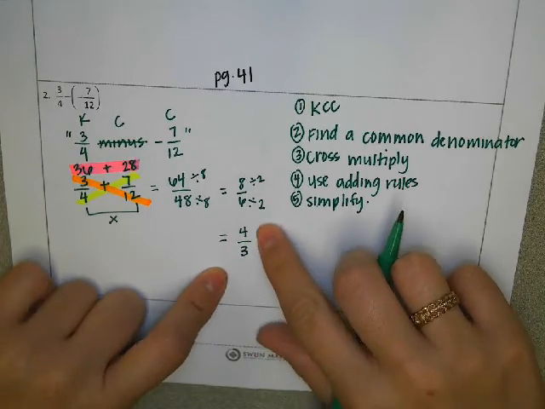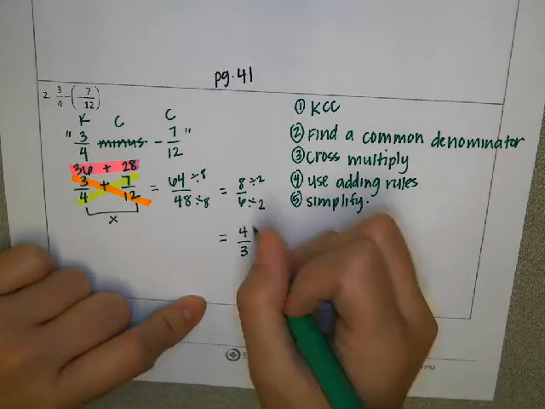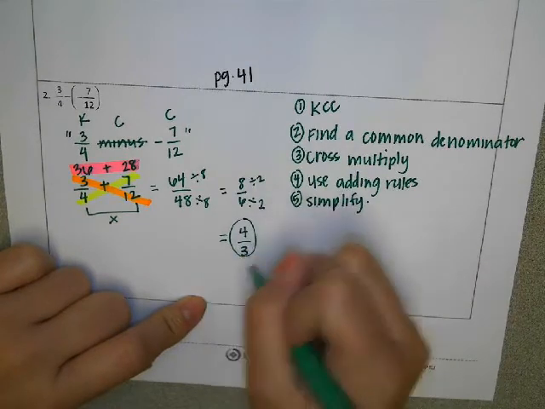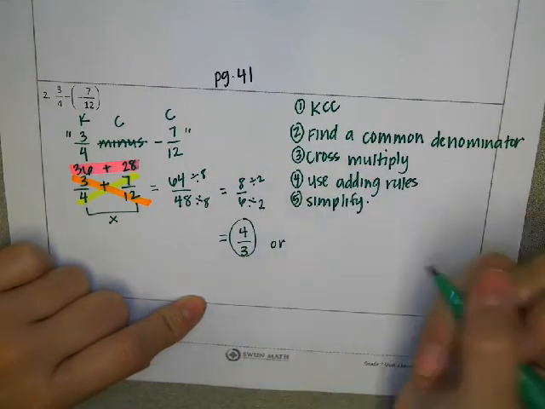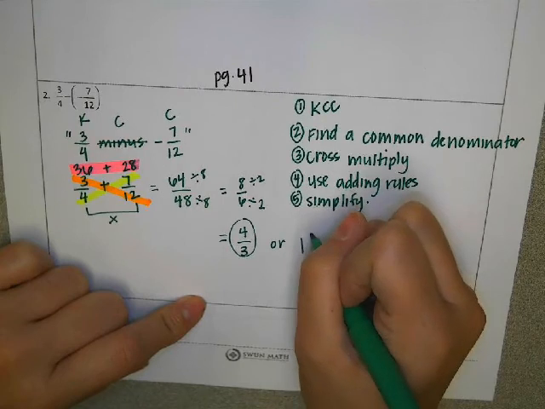We can leave this as an improper fraction, so this is a good answer, or I can write it as a mixed number, which is just 1 1/3.